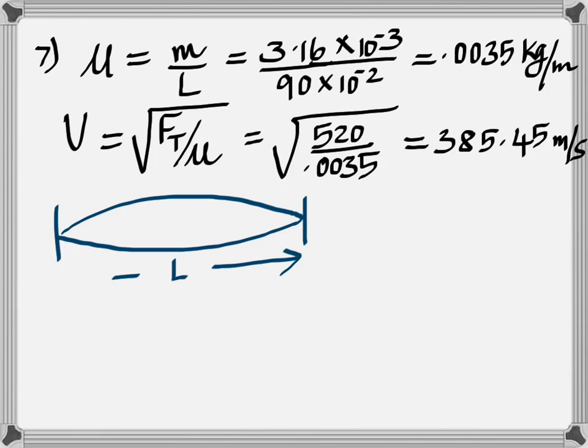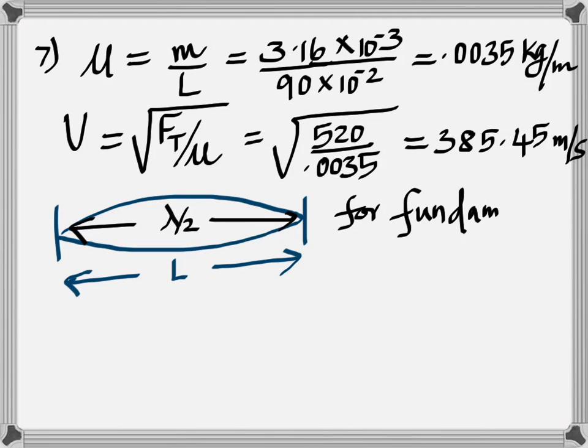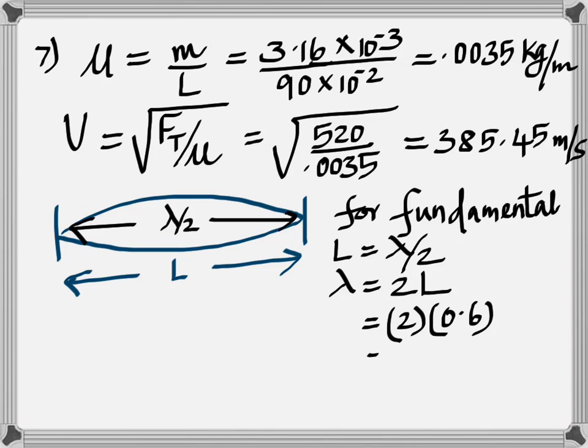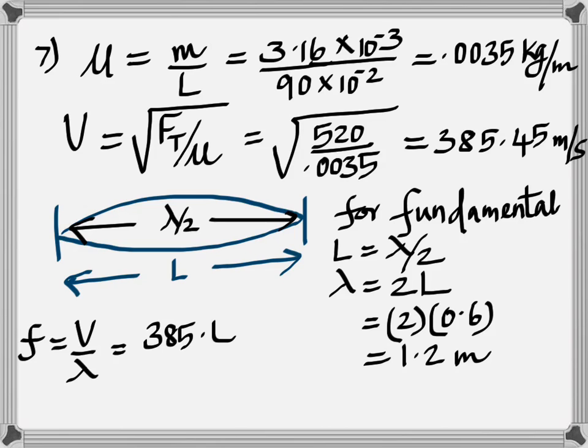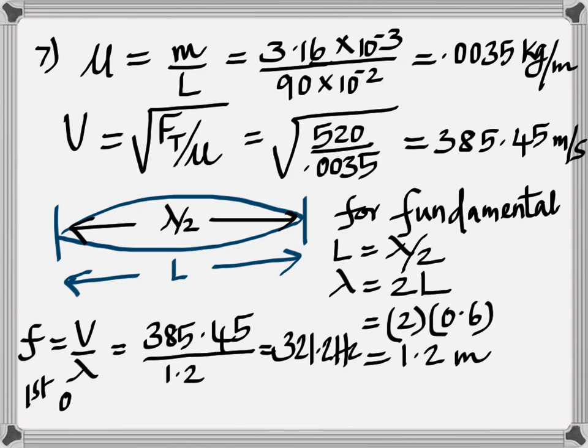So you set them equal to each other. L is equal to lambda by 2. So for the fundamental, that's what you have. Therefore, you can find the wavelength. It's twice the length. Once you get the wavelength, you can find the frequency using speed by wavelength. So you get it as 321.2 hertz.